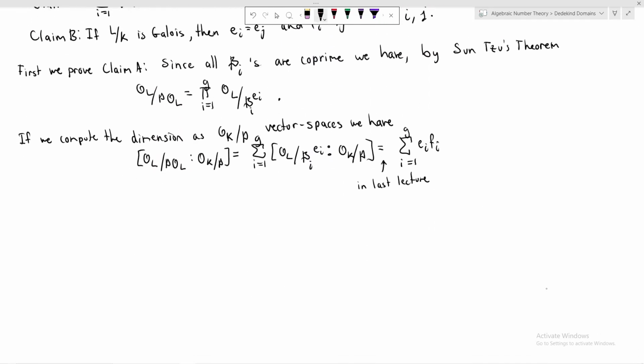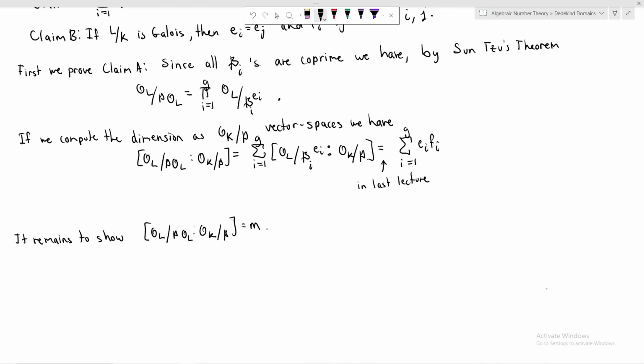Okay. So really we just need to show that the dimension of this thing is equal to the degree of the extension. Sorry, not E, but M. And once we show this, this will prove claim A.